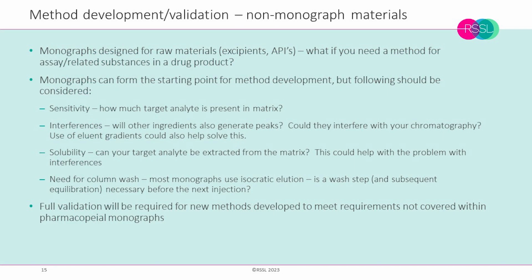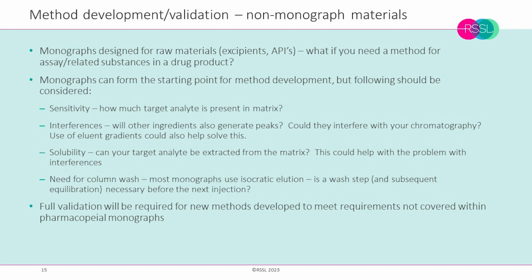Monographs supplied by the pharmacopeials are designed and validated for specific raw materials. So what happens if you need a method to assay or test for a related substance in a drug product which will contain a mixture of ingredients? Monograph methods can be a great starting point for method development. For example, the fluoride assay method presented earlier may form the basis of a fluoride assay in a toothpaste or tooth gel matrix.